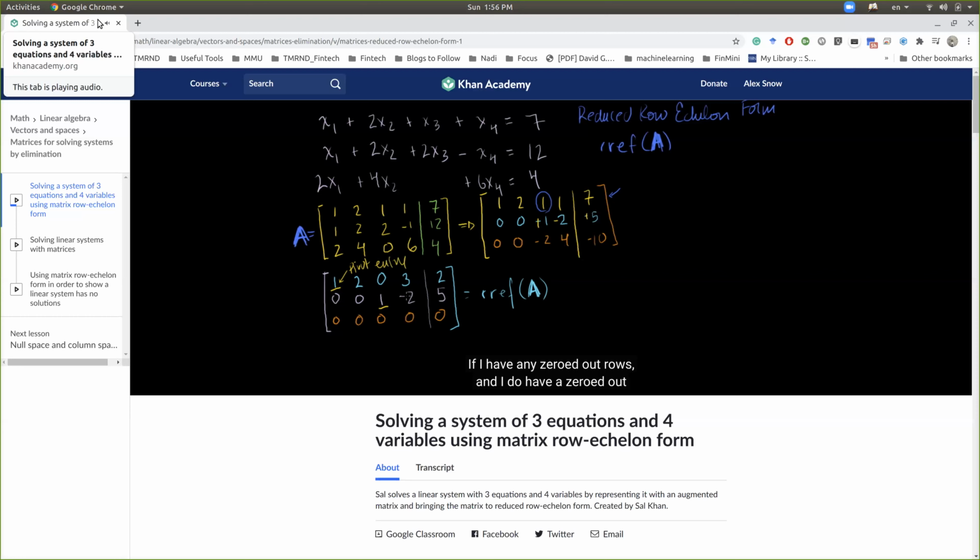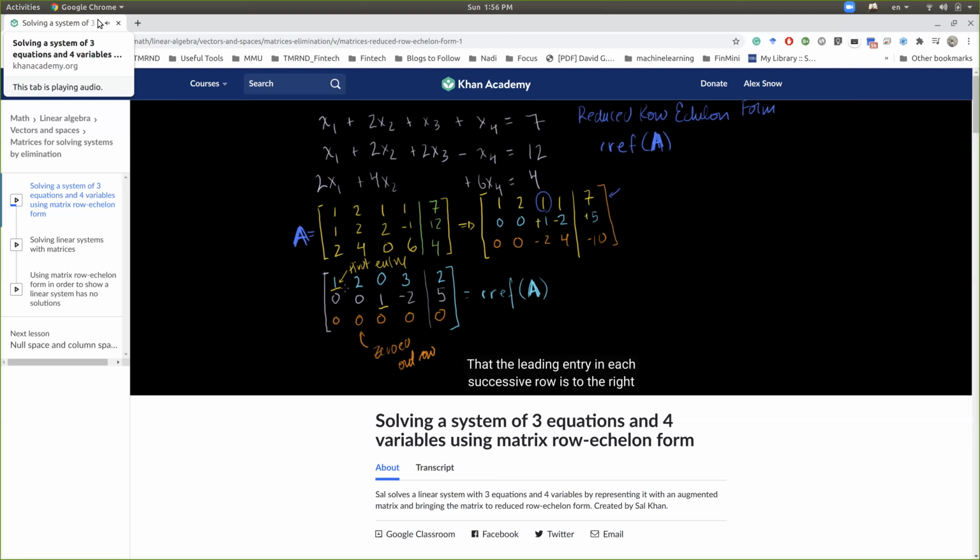If I have any zeroed out rows, and I do have a zeroed out row, it's right there. So this is a zeroed out row. The convention for reduced row echelon form is that it has to be your last row. So we have the leading entries are 1. That's one case. You can't have this be a 5. You would want to divide that equation by 5 if this was a 5. So your leading entries in each row are 1.